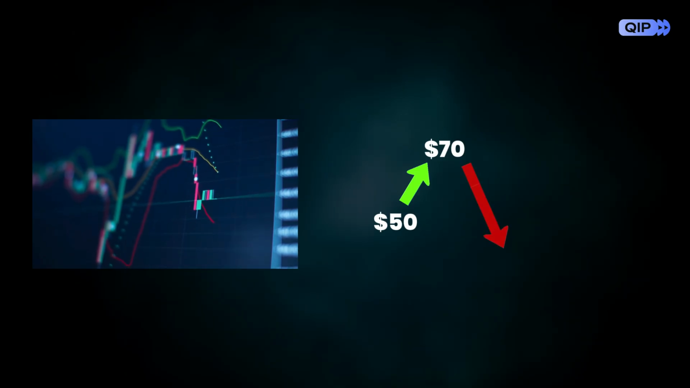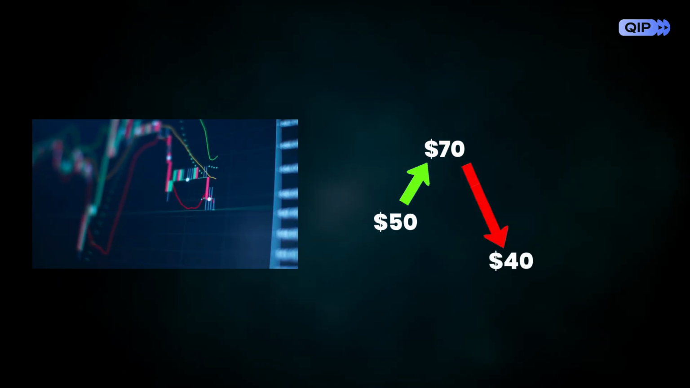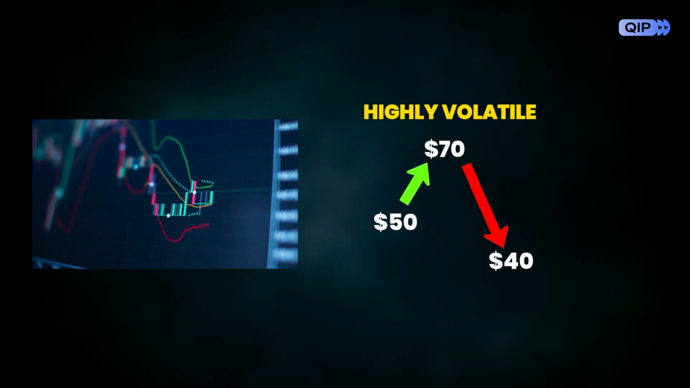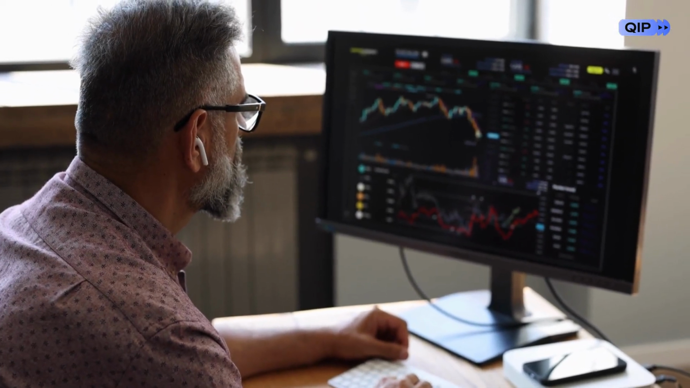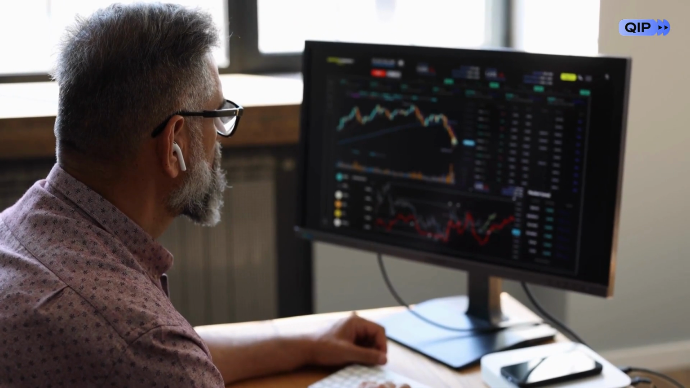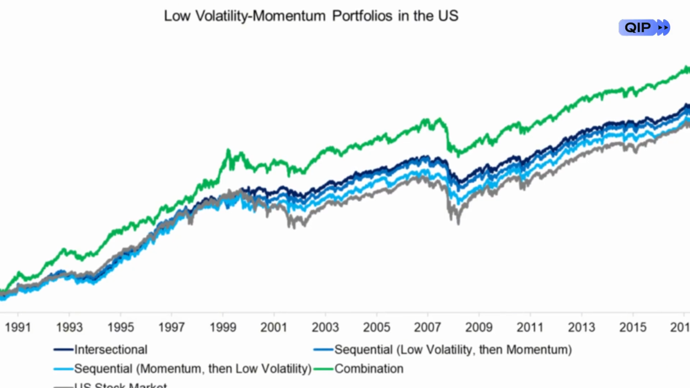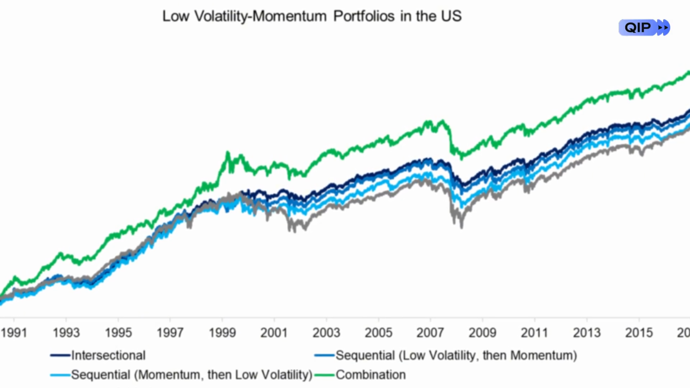6. Volatility. Volatility refers to how much an asset's price moves over a certain period. A stock that jumps from $50 to $70 and back to $40 in a short time is considered highly volatile. Volatility can be scary, but it also creates opportunity. Traders may look for high volatility to profit from price swings, while long-term investors may prefer low volatility, steady growth assets. It's all about knowing your risk tolerance.